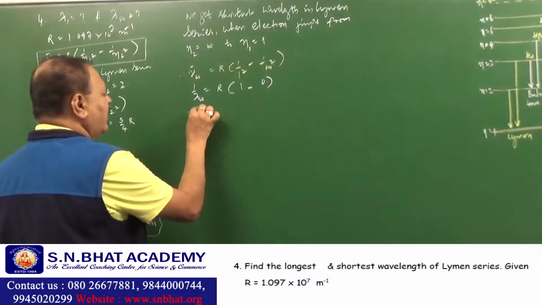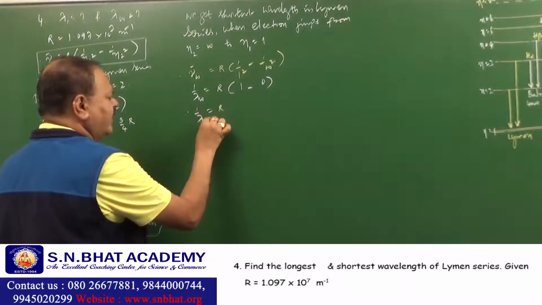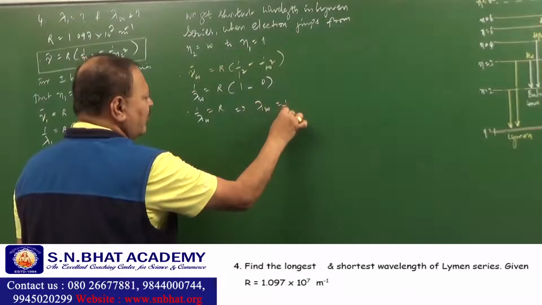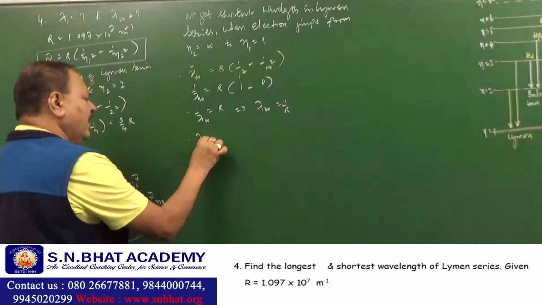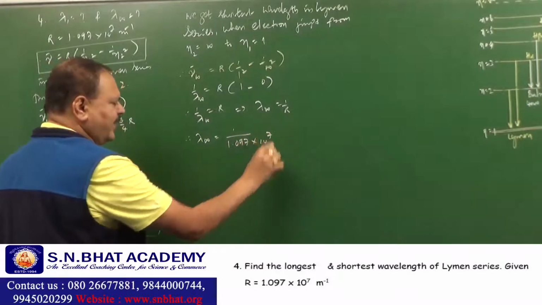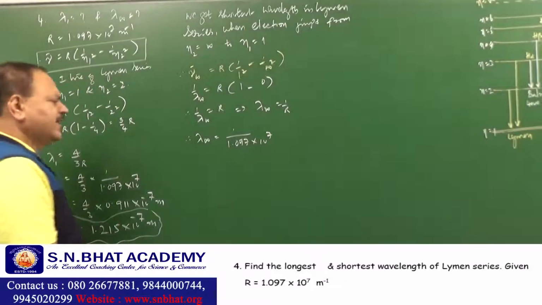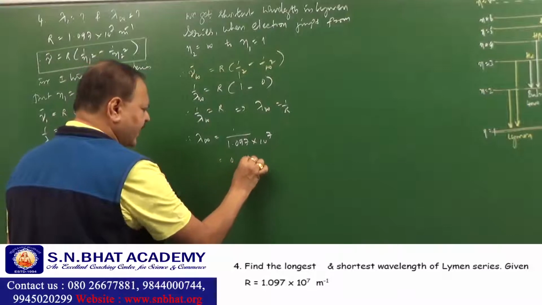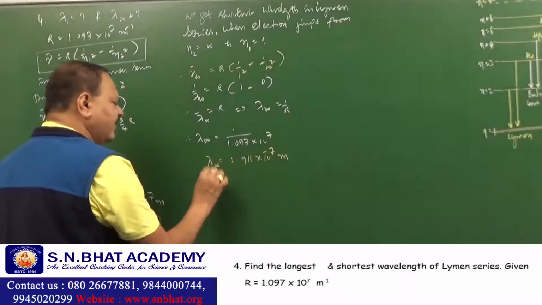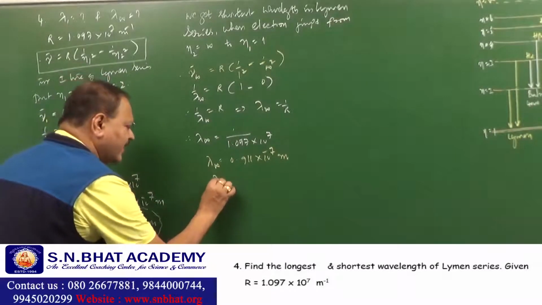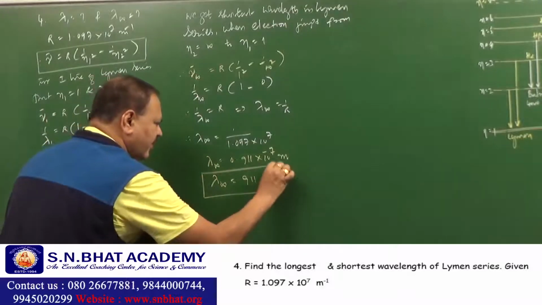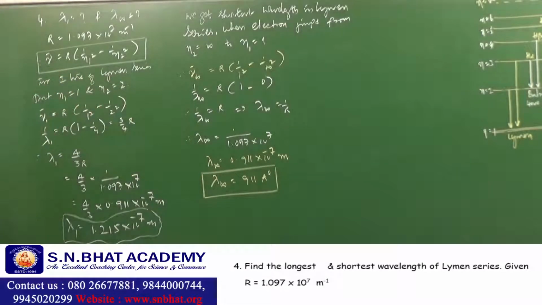Therefore your 1 by lambda infinity is equal to R, which implies lambda infinity is equal to 1 by R. Therefore lambda infinity is equal to 1 by R value, which is 1.097 into 10 to the power of 7. You take the reciprocal, so you will get 0.911 into 10 to the power of -7 meter. So it is lambda infinity. Therefore your lambda infinity is equal to 911 angstroms. Did you understand?